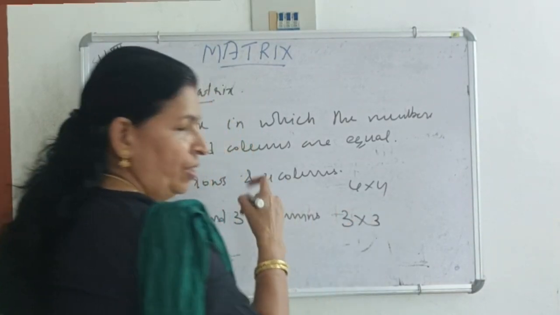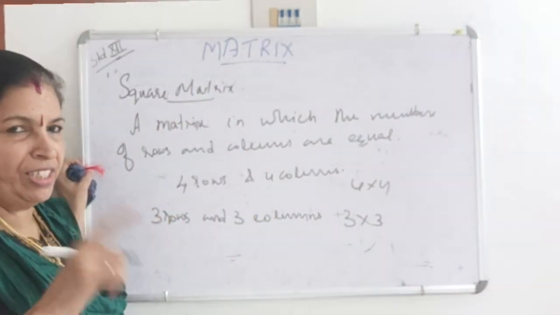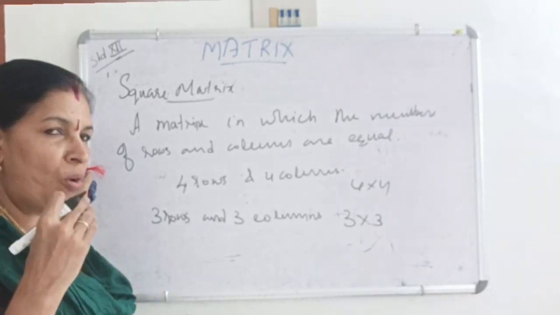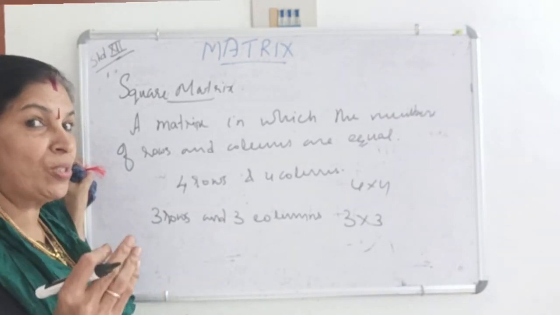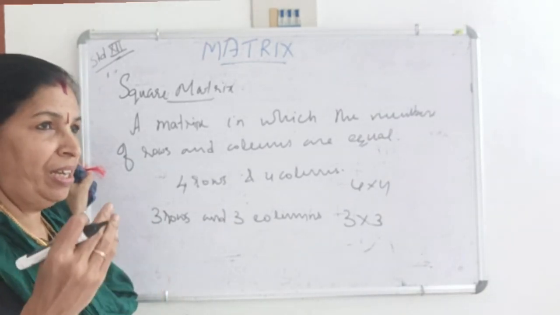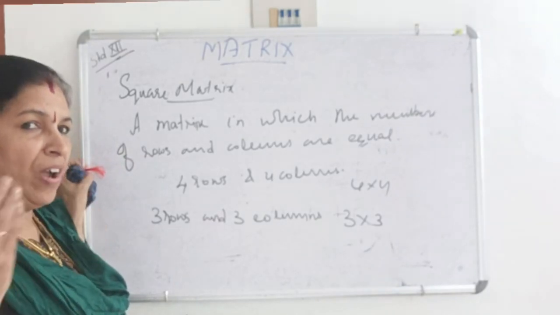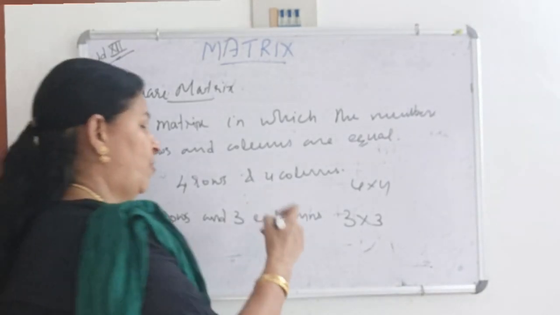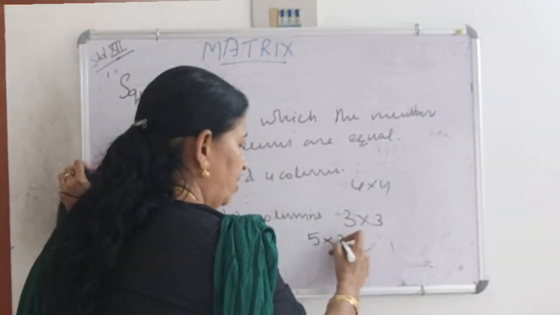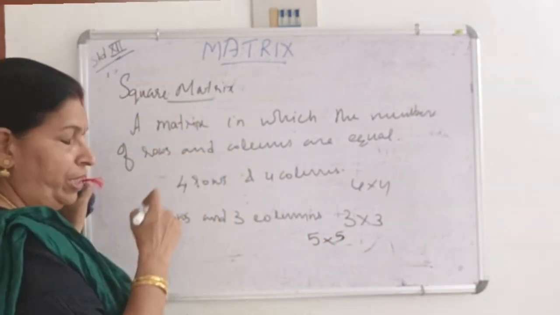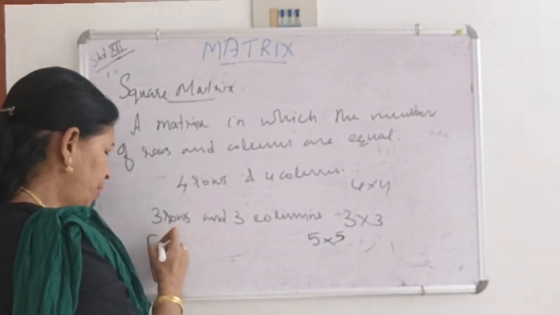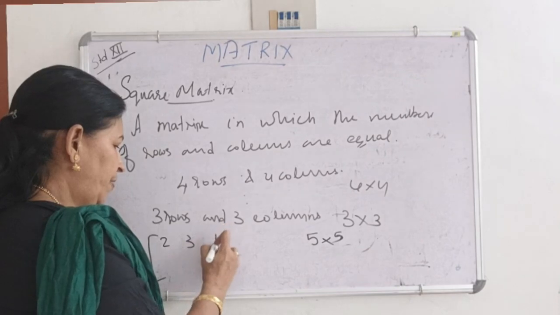3/3. A square matrix is a matrix in which the number of columns and the number of rows are equal. If there are 5 rows, then 5 columns, that is, the order is 5/5. It will be in the form of a square.